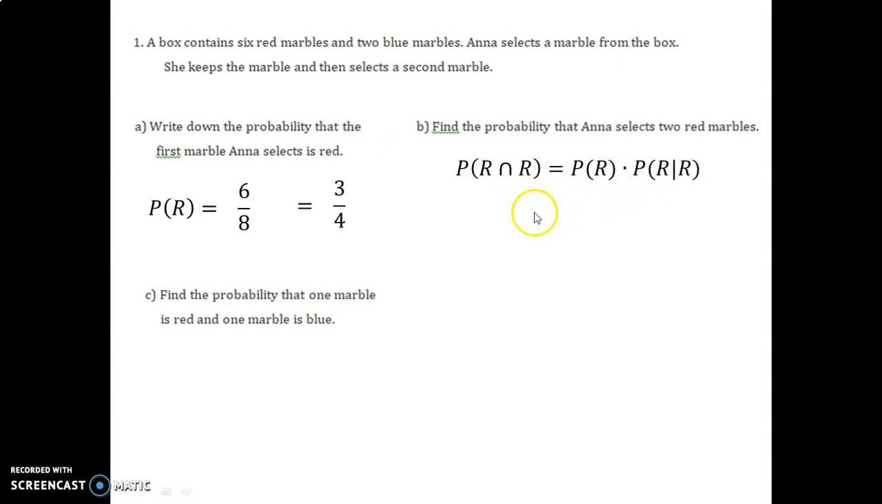For this one, we're looking for red and red. There's a dependence situation because she keeps the marble, so red times red, given that red has been chosen the first time. In that case, we have 3/4 for the first red, and then 5 out of 7 for the second red because the marble has been kept. And that equals 15 out of 28. Try C.